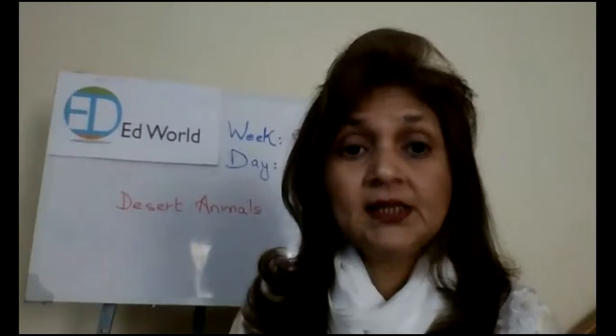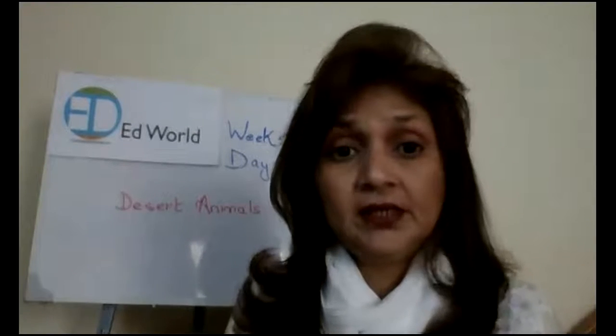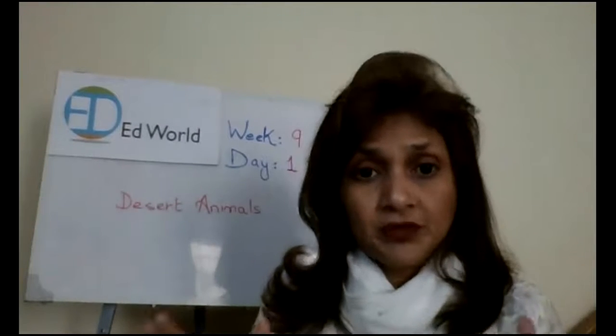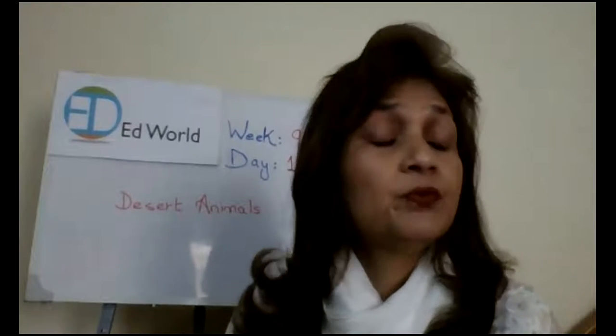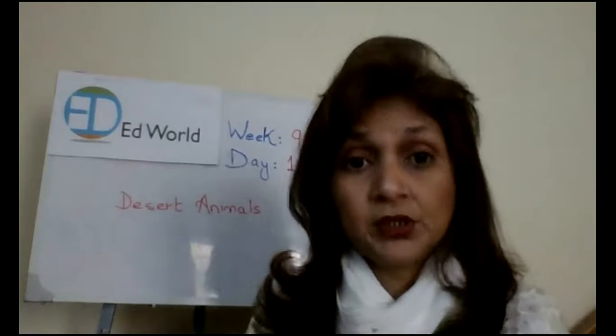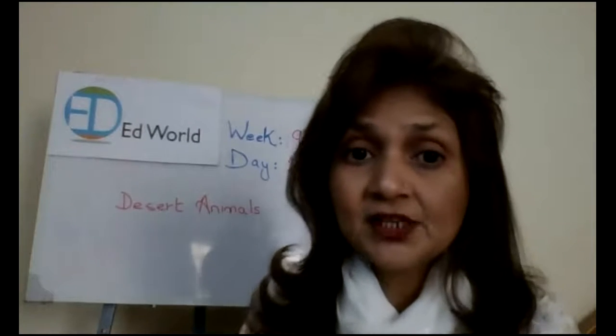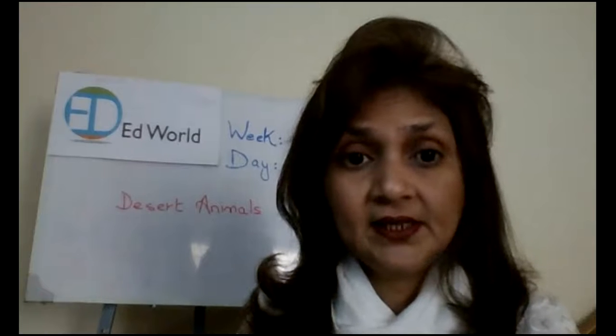And what happens in the desert? There is no water. You will not find water there. The water which you will find is very, very little. So that is why it's very difficult to live in a desert area. It's very difficult to survive in a desert area because there is less water. Yet there are some animals and some plants that can survive there.